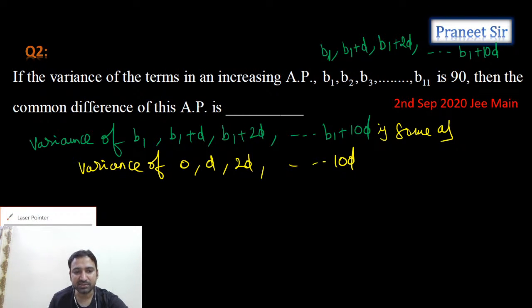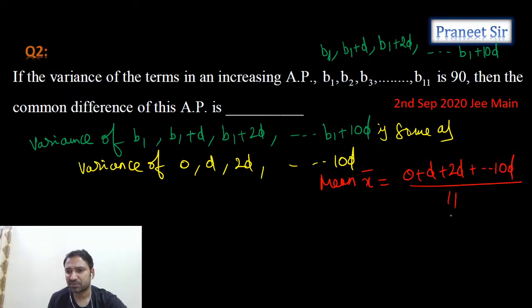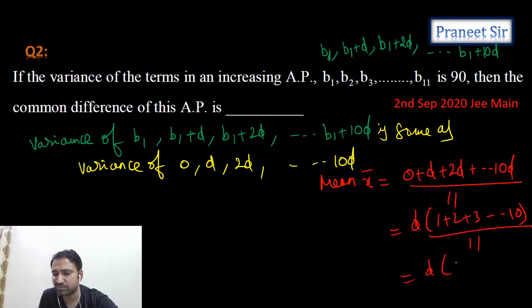Before calculating variance, we need to calculate the mean. So mean x bar is equal to how much, guys? Sum of the observations by the total number of observations. If you take D common, this is 1 plus 2 plus 3 plus so on up to 10 by 11. This is the sum of the first 10 natural numbers, which is n into n plus 1 by 2. And the denominator 11 is there. So 11 gets cancelled and we get 5D.